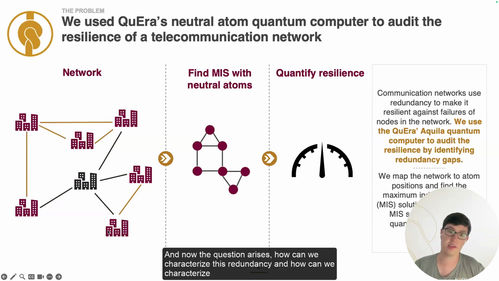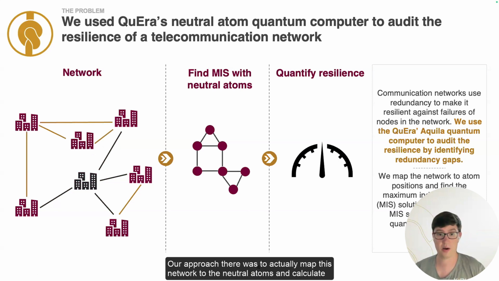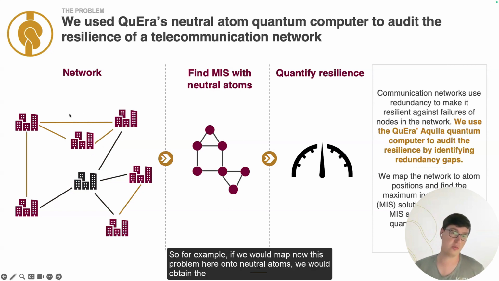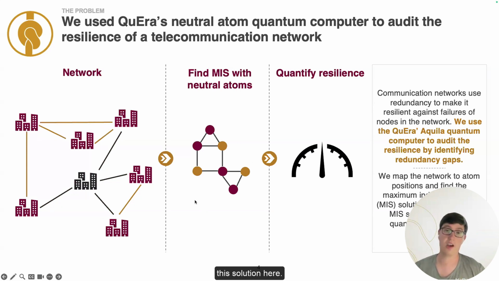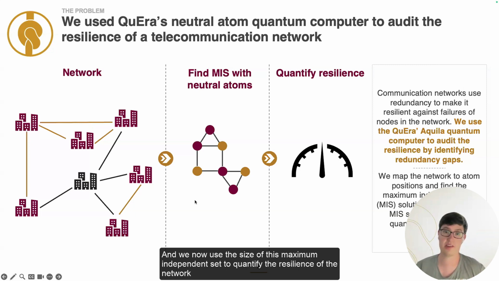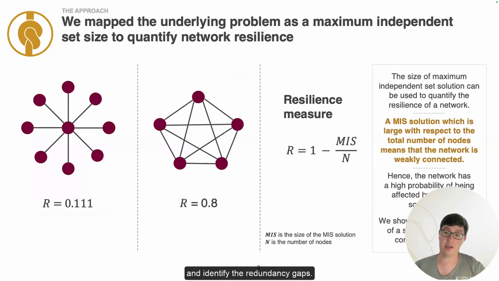And now the question arises, how can we characterize this redundancy and how can we characterize resilience? Our approach there was to map this network to neutral atoms and calculate the maximum independent set. So for example, if we would map this problem onto neutral atoms, we would obtain the graph here in the center, and then we can calculate the maximum independent set, which gives us this solution here. And we now use the size of this maximum independent set to quantify the resilience of the network and identify redundancy gaps. So how can we actually do this?